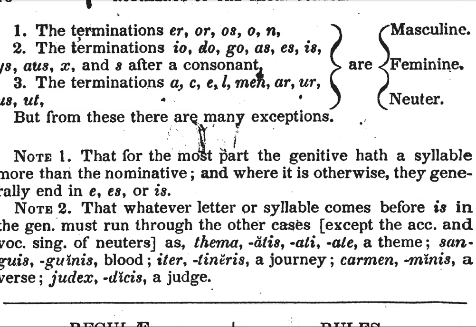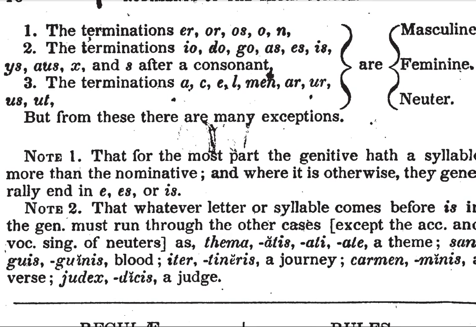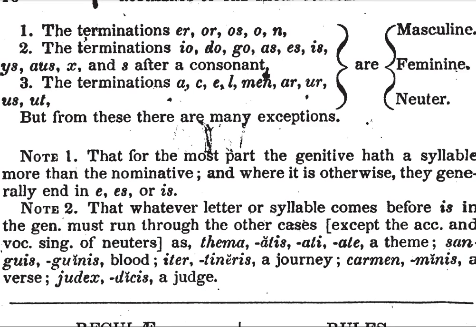The terminations er, or, os, and o, and on, en are masculine. The terminations io, do, go, as, es, is, us, aus, x, and s after consonant are feminine. And the terminations a, c, e, el, men, ar, ur, us, and ut are neuter. But from these there are many exceptions.